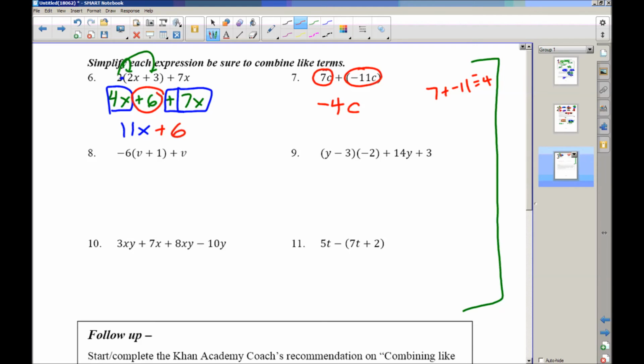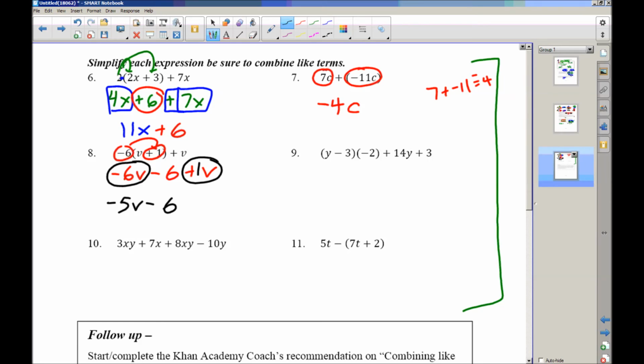Okay. Number 8, we do the distributive property first. So negative 6v minus 6. A negative times a positive 1 will give me a subtract 6 there. And then plus v. Okay. Now our like terms are negative 6v and plus 1v. So negative 6 plus 1 is negative 5v. And then the 6 has no buddies, so we bring down the subtract 6.